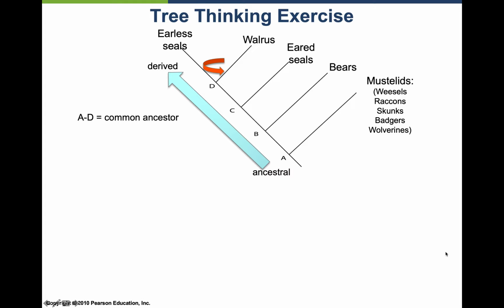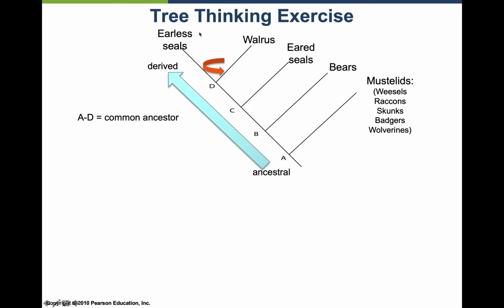So in order to understand a little bit about what we're talking about, we need to understand phylogenetic trees, or really simply they're kind of genealogies that we use to help us understand evolutionary scenarios, okay? And when we put a genealogy into a scientific context, we call it a phylogeny. So here's a phylogeny here. Let me orient you a little bit. So we have the earless seals and the walrus, okay?